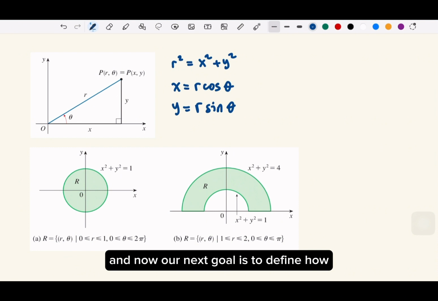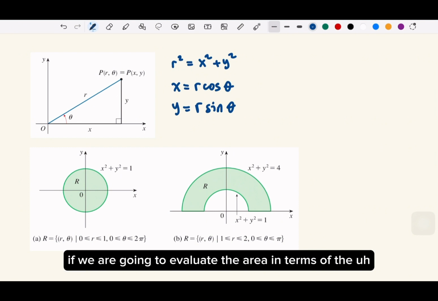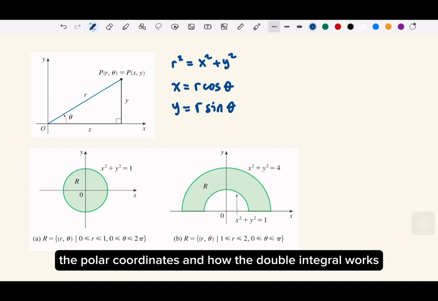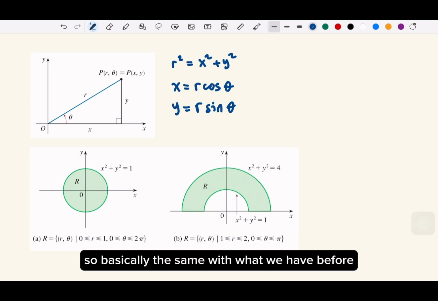And now our next goal is to define how, if we are going to evaluate the area in terms of polar coordinates, the double integral works. So basically it is the same as what we have before, where we change everything into r theta.